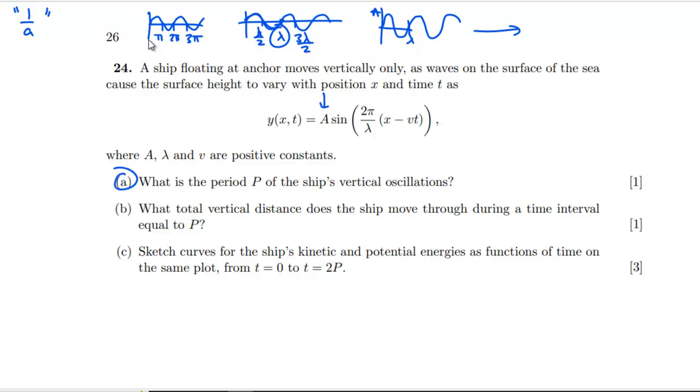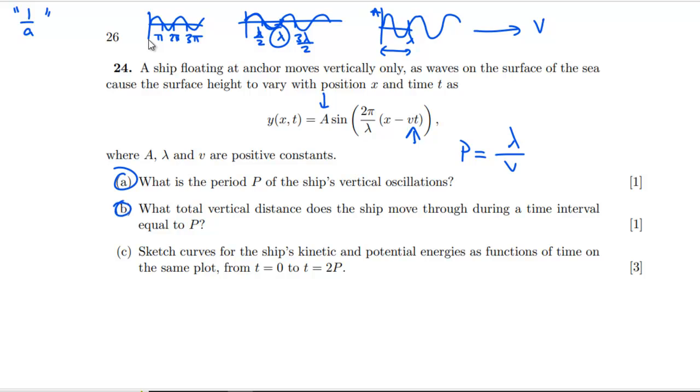So when they ask us what is the period P of the ship's vertical oscillations, it's saying, well, how long does it take it to complete a wavelength? Well, if it's moving at velocity v, which we're getting from here, and it's got to go through a distance lambda in order to complete a wavelength, then the period is going to be lambda over v, because that is just a distance over velocity. So we've reduced that down really quickly. That's why we have these transformations, reduced it down that quickly into saying that's what the period is. Right, so that's that first bit.